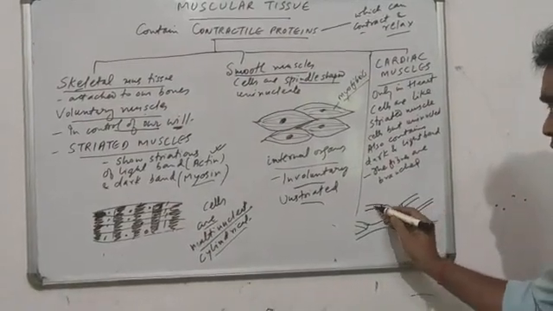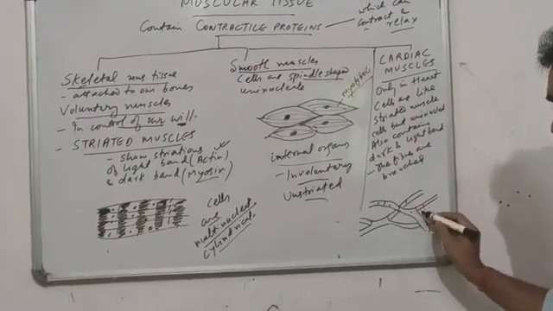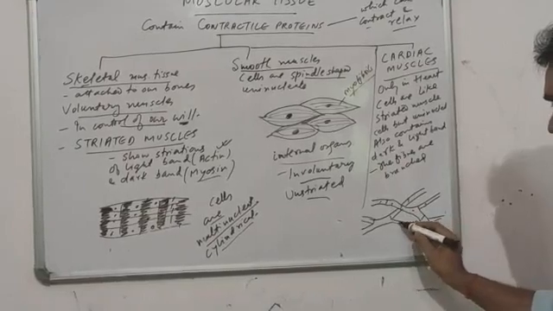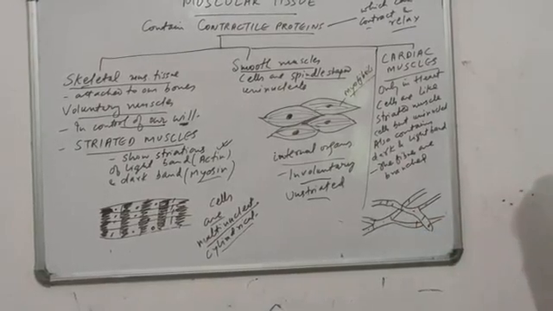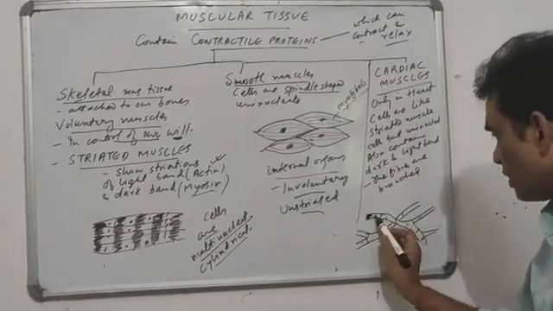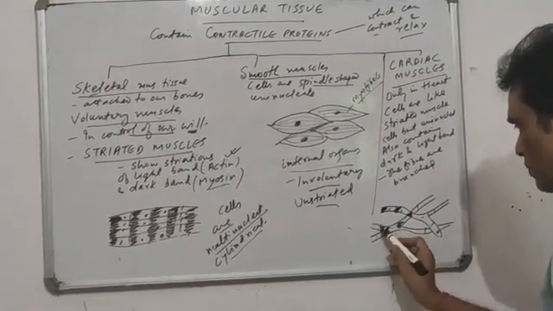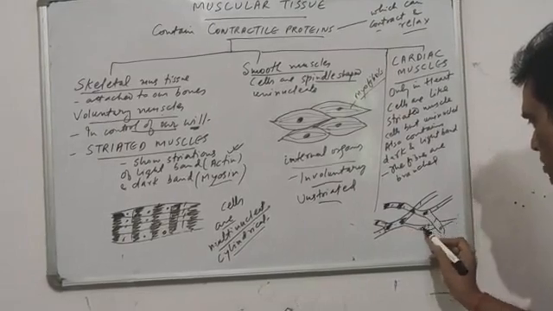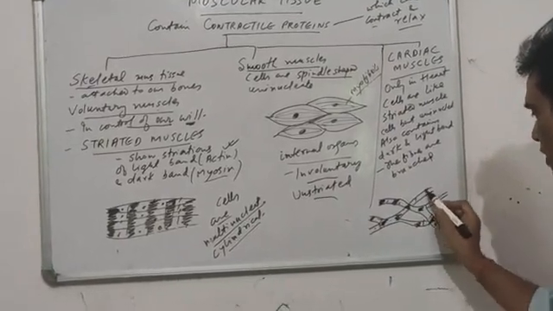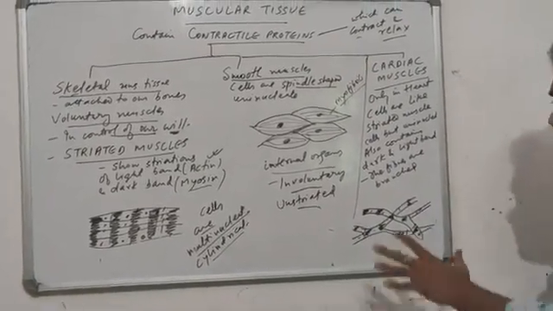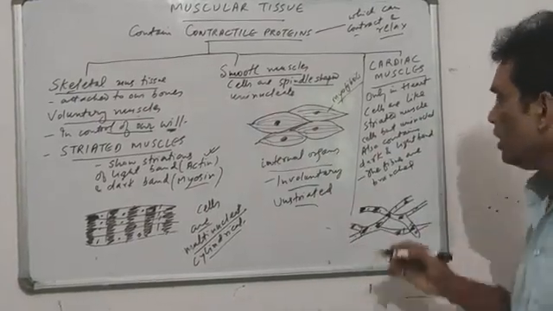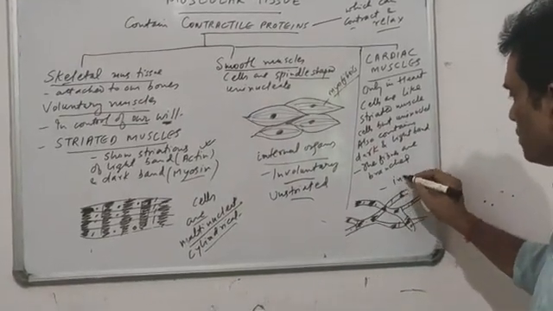There are cells, no doubt, but the cells are uninucleate. The cells also show dark and light bands. So that is not a problem. In that way, it is similar to the skeletal muscles. These are the dark and light bands. But it is very different from the skeletal muscles. And these are also involuntary.